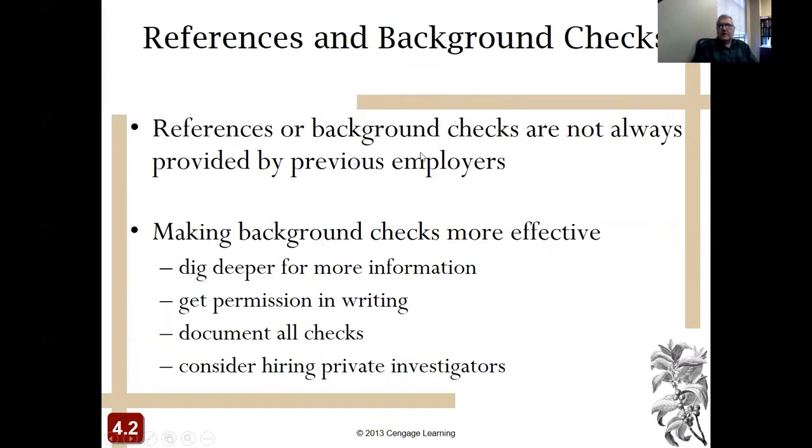References and background checks are not always provided by previous employers. To make background checks more effective, you have to dig deeper for more information, get permission in writing, document all checks, and consider hiring a private investigator in some cases.